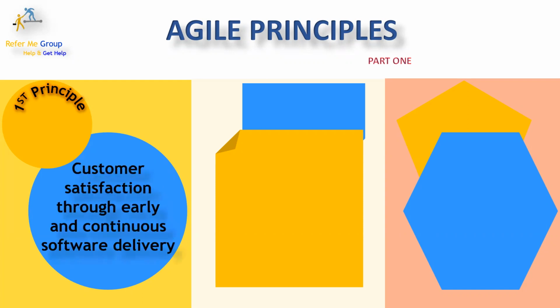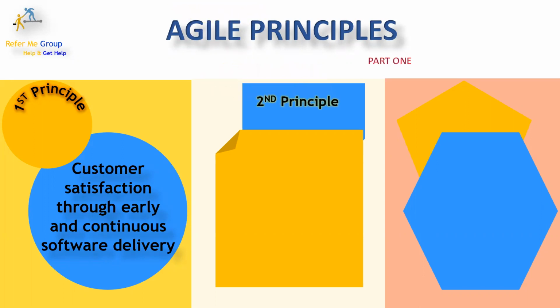The first principle says customer satisfaction through early and continuous software delivery. The frequency of delivery is not that we deliver first in 15 days, then in a month, then 2 months, and then 3 months. It should be on a regular basis, and as early as we can provide a working solution to the customer. That is very important. A working solution will give the customer satisfaction, which is most important.